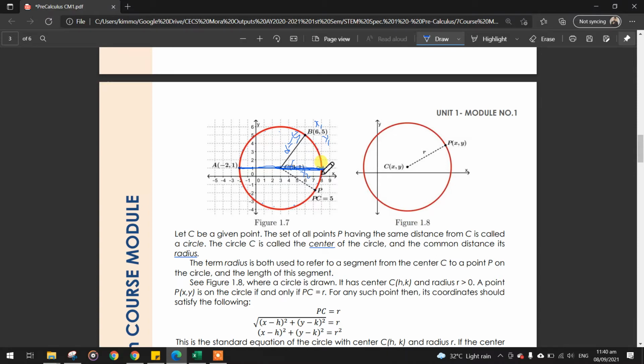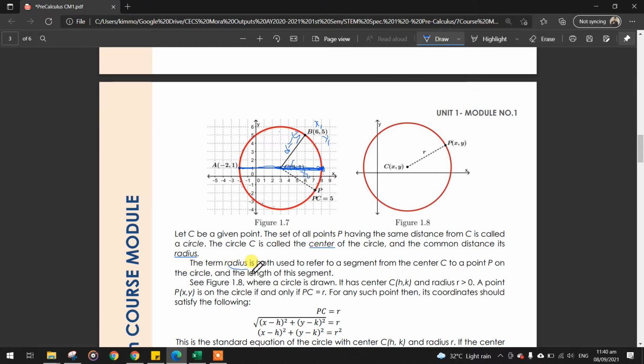Dili ka pwede moingon nga from one point going to the other point sa circle, kay pwede man kani imong point then moadto ka sa other point sa imong circle. So this is not a diameter kay wala siya ni pass through sa imong center. So this is just a segment sa imong circle. So let's proceed.